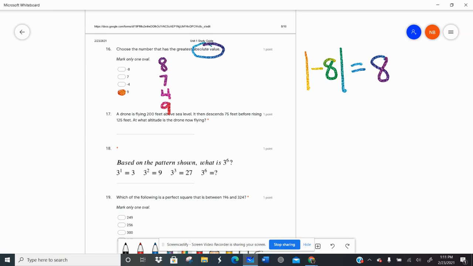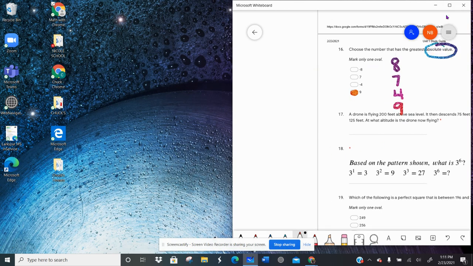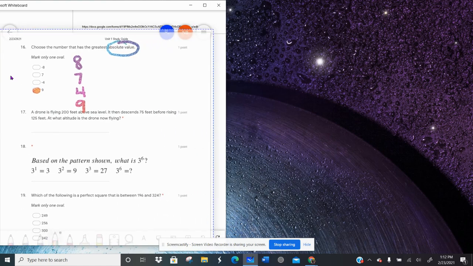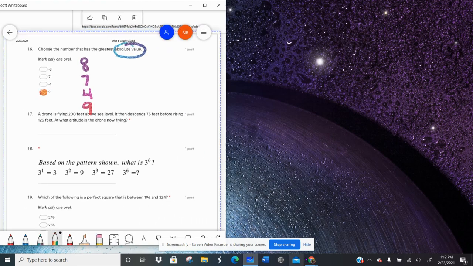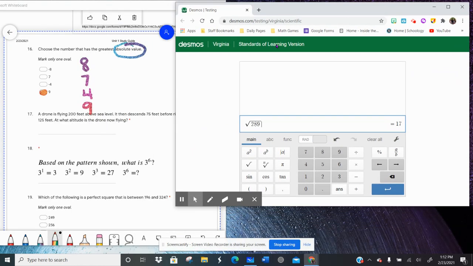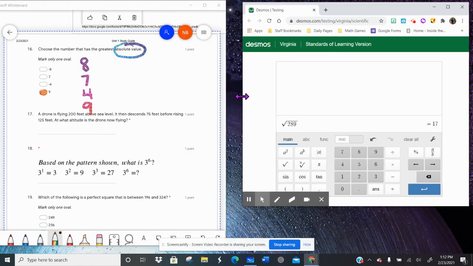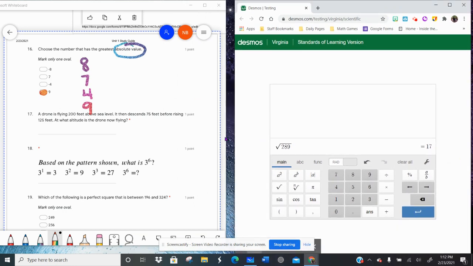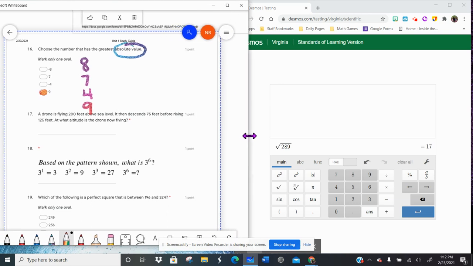17. It says a drone is flying 200 feet above sea level. It descends 75 feet before rising 125 feet. What is the altitude of the drone now? All right, let's not make that same mistake. Let's get my calculator out right next to my problem. Make this smaller. Make this bigger. Thanks for being patient with me, friends.